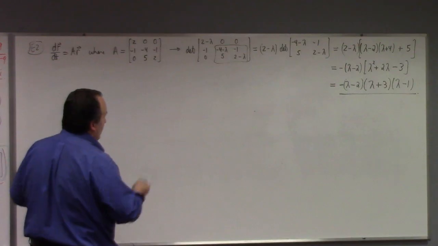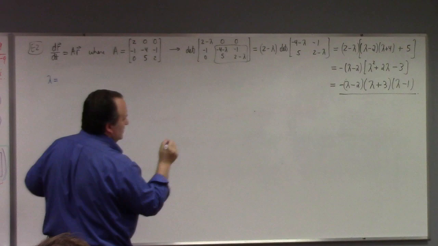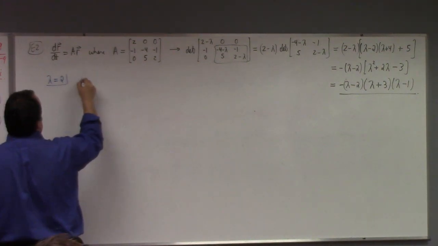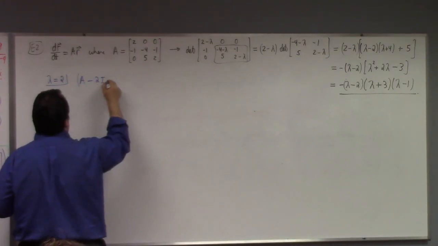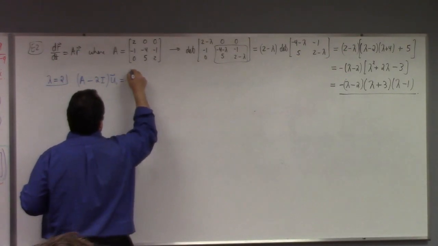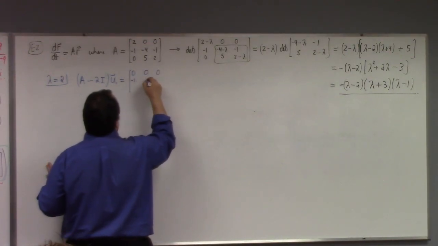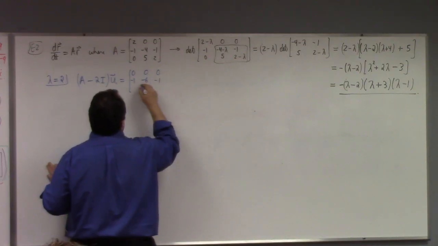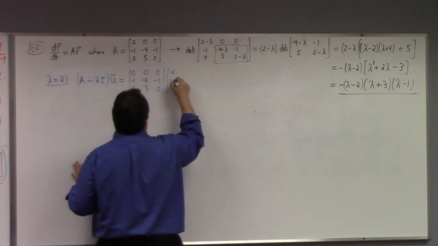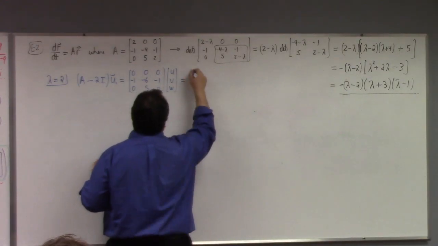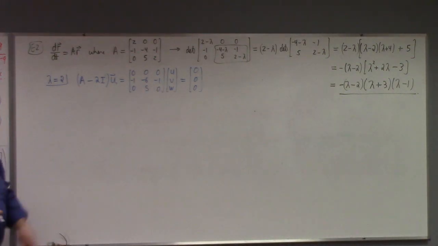All right, so let's look at lambda equals 2. Start with that one, yeah? So we've got to do A minus 2I times, let's say, u1, which in this case is going to be 0, 0, 0, minus 1, minus 6, minus 1, 0, 5, 0. And for now I use UVW for my disposable variables. Okay? And the question is, can we solve this?